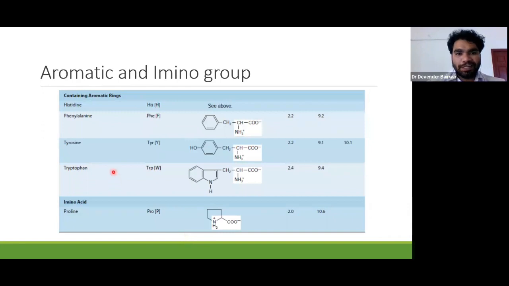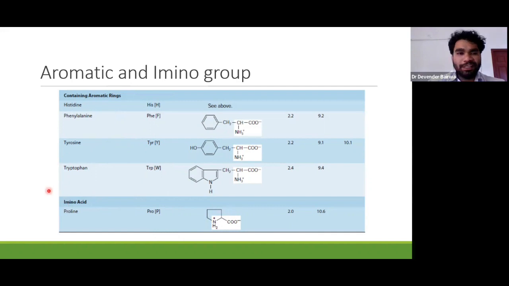Then coming to aromatic and imino group, we can see that histidine, which was discussed with the hydroxyl group also, phenylalanine, tyrosine, tryptophan, all these are aromatic amino acids. You can see they all have a benzene ring in their structure. And proline is not a true amino acid, but in fact it is an imino acid, because it does not contain an amino group. And this is the structure of proline.